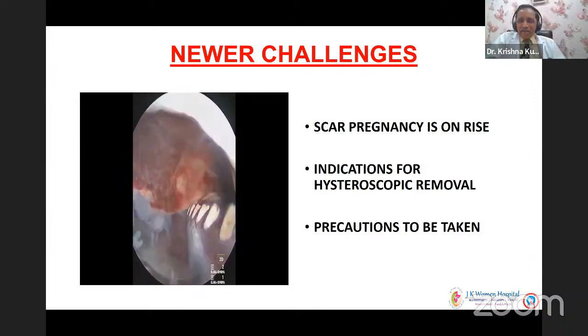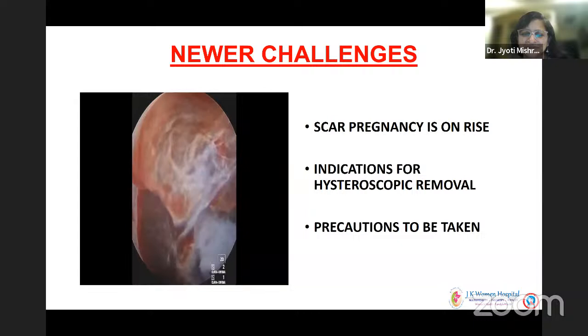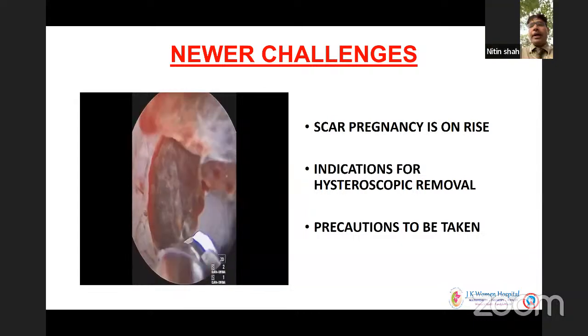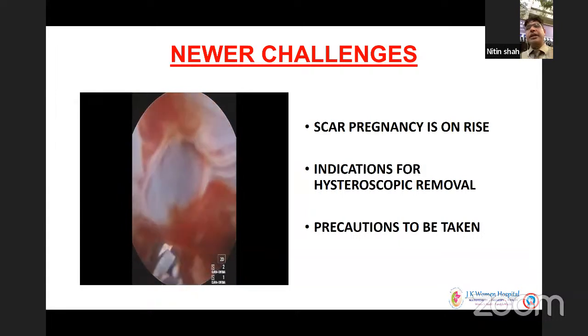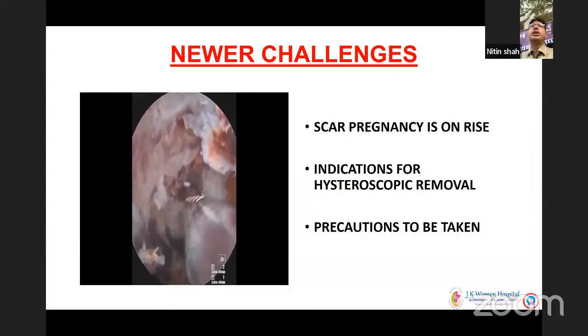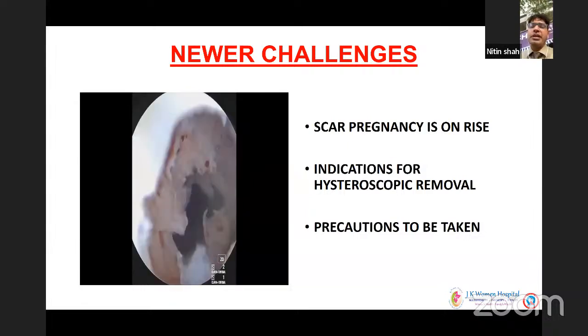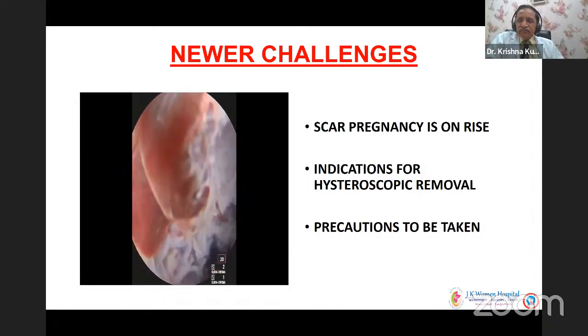Whatever device we have, usually the oscillator is not very... Sir, I would like to add something here. What we routinely do whenever there is an early intrauterine pregnancy with a high beta HCG and good vascularity is give methotrexate and do serial follow-up. Once the vascularity is reduced on color Doppler and beta HCG is falling, then you can go ahead with the hysteroscopy.